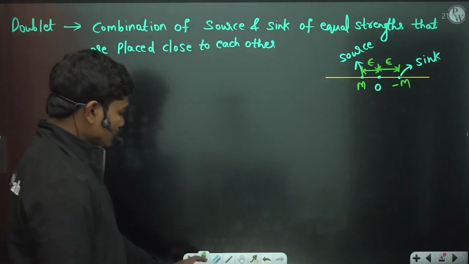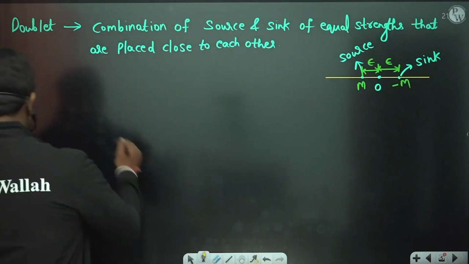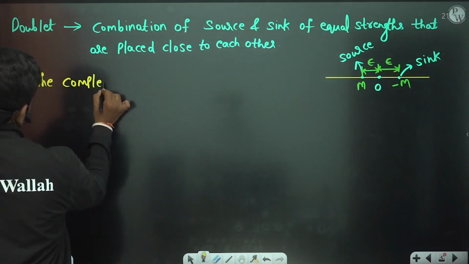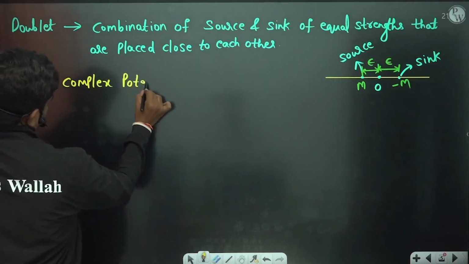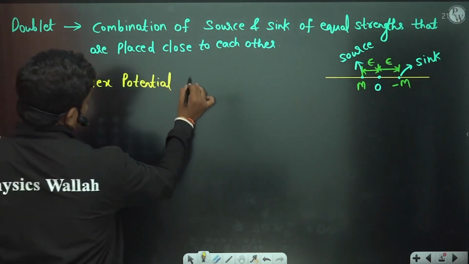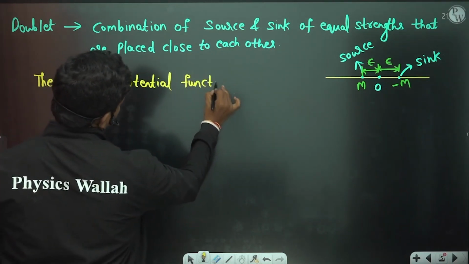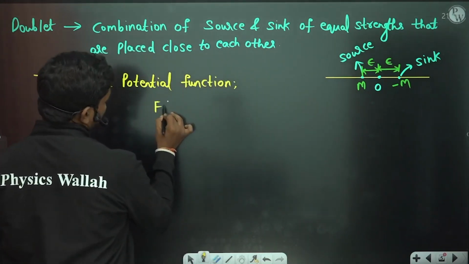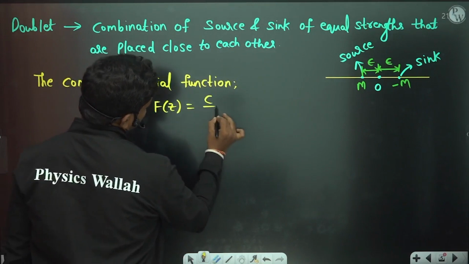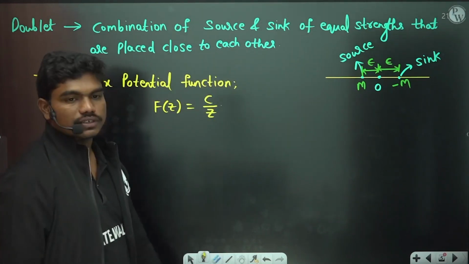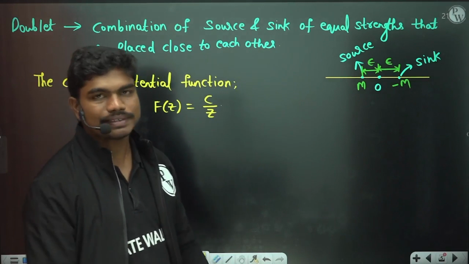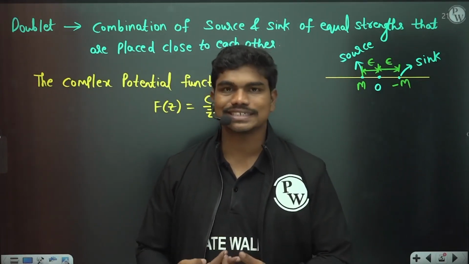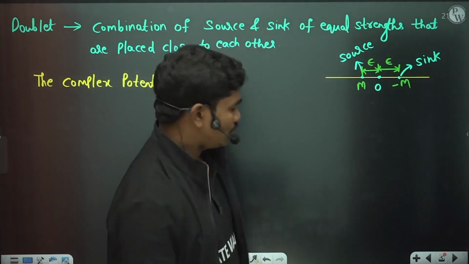Here we have seen one thing: the complex potential function f of z is given by c by z. Correct. So this is the complex potential function. These are the points that we discussed in the previous session. Now let us try to see what the velocities are, and how to draw the streamlines in this case. So let us see here.